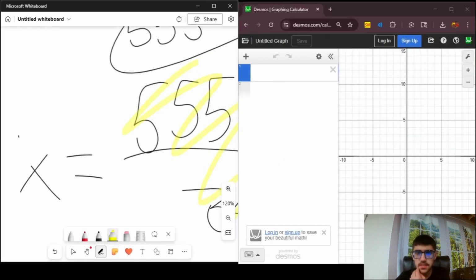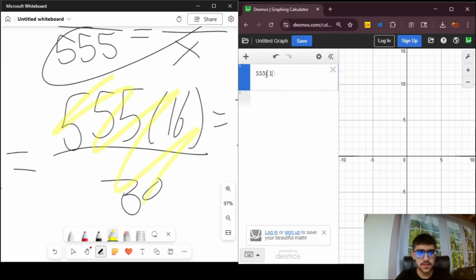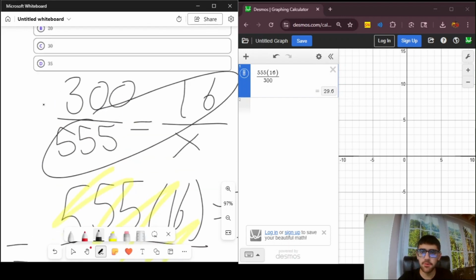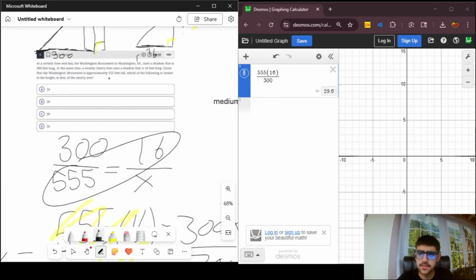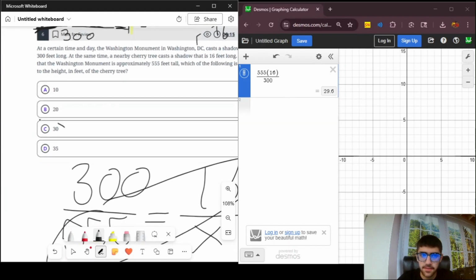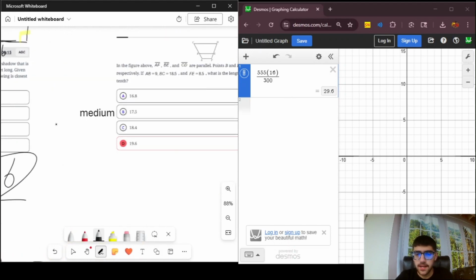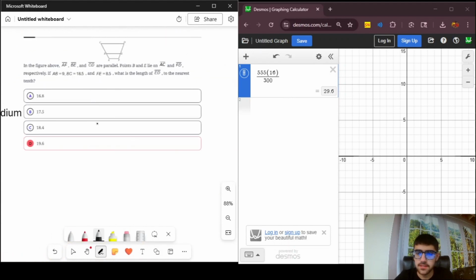Putting that into Desmos, 555 times 16 all divided by 300, I get 29.6, which is close to the height. It says the closest answer is C, 30. So that is how you would solve this question. And as always, if you have any questions, please let me know in the comments.